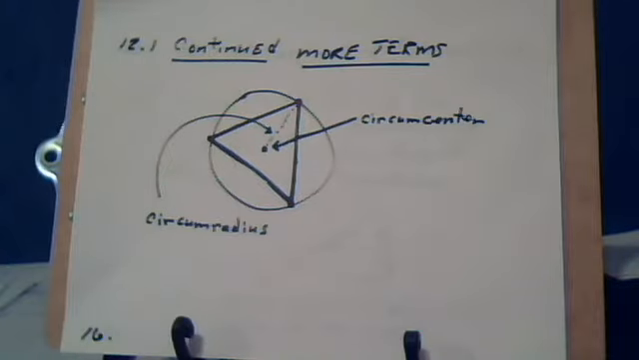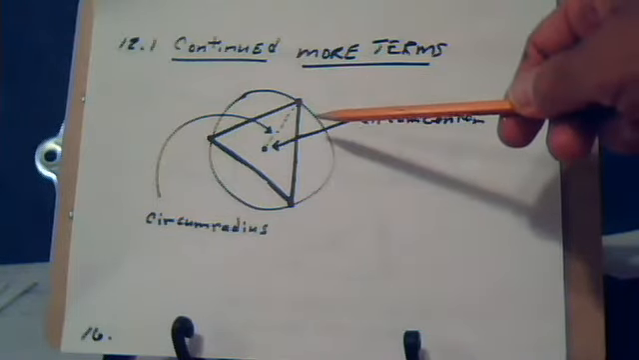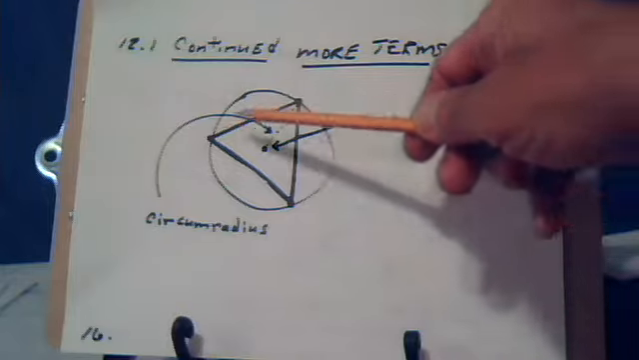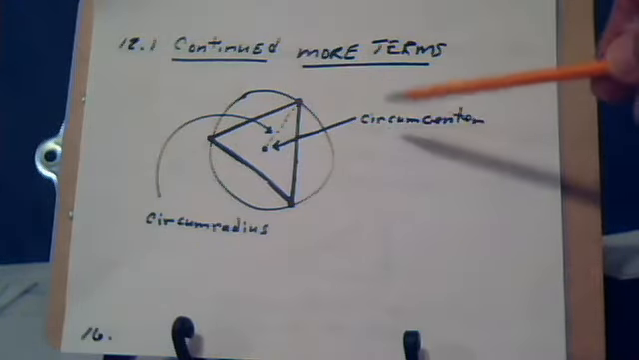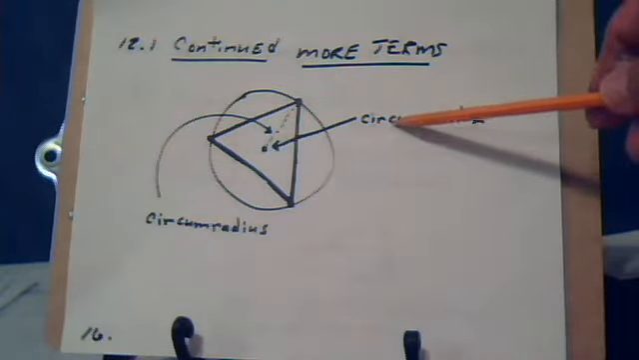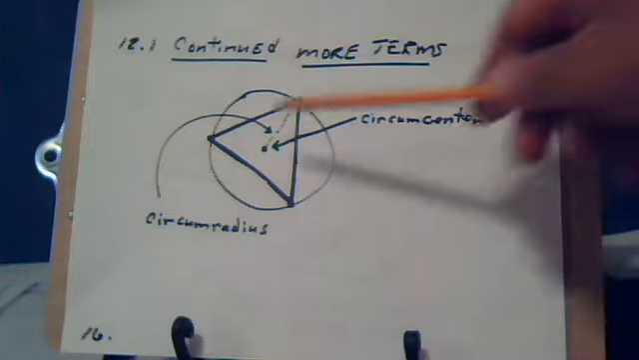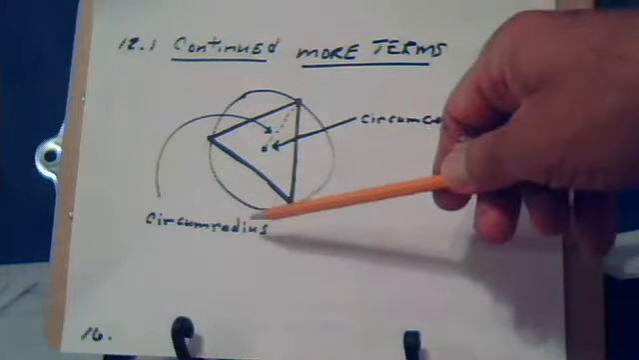So what we're going to do here is give some more terms, and then we're going to do some construction. Okay, so we need some more terms. Notice the triangle is inside the circle, and the circle circumscribes the triangle. That means the triangle touches the circle with its vertices. If that's the case, then the center of that circle is called the circumcenter, and the radius of the circle is called the circumradius.